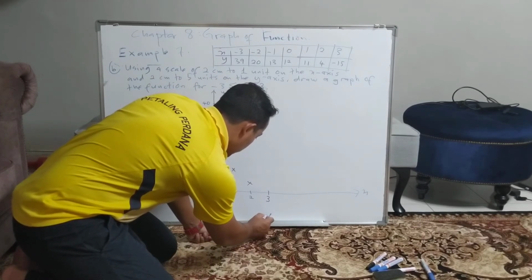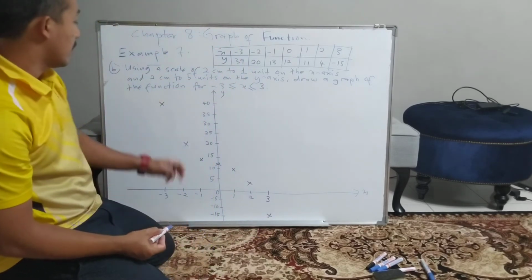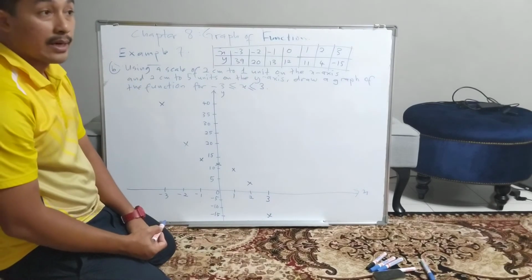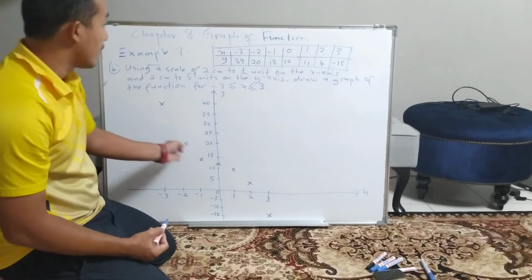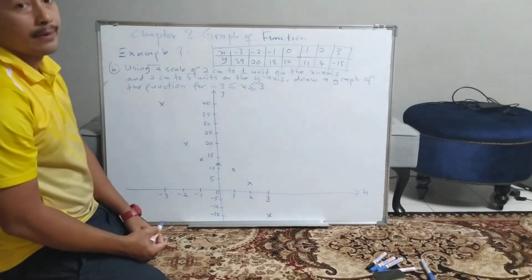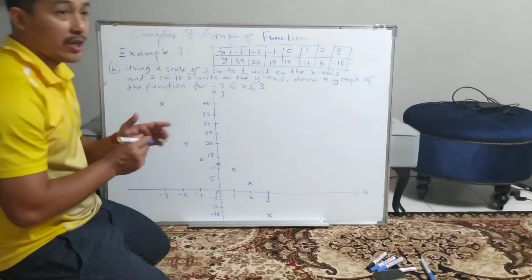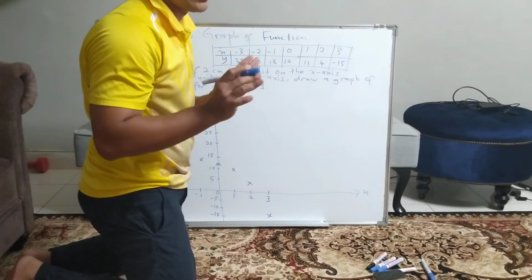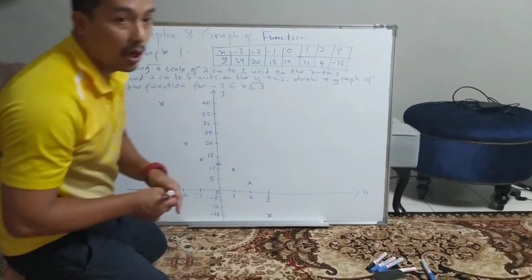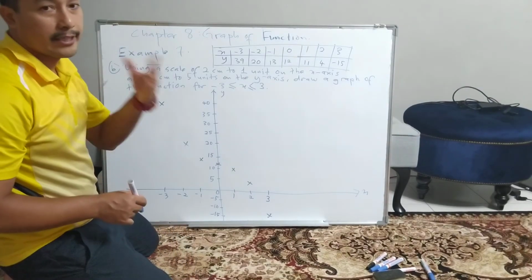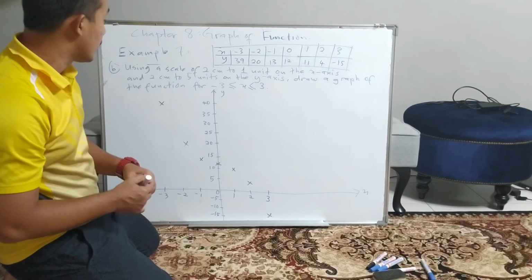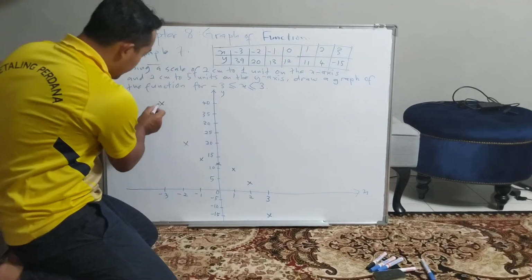So the last step, after you plot all the points, is to join all the points that you plotted. For this graph, you cannot use a ruler. Please don't use a ruler. Just use freehand or a flexible curve ruler to join the points.